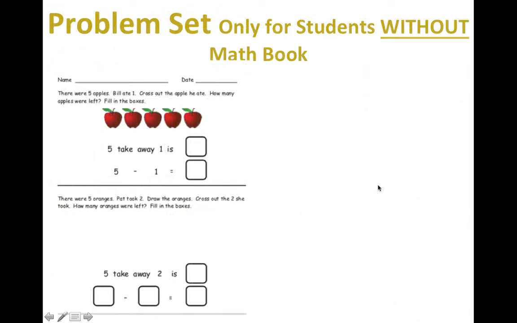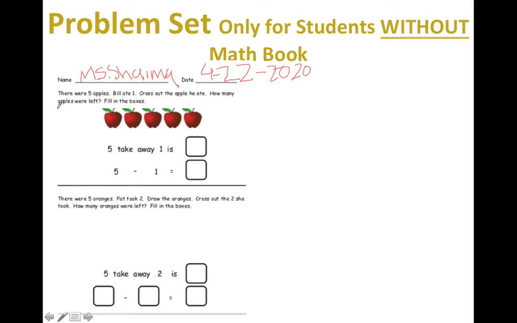So this problem is for the students who do not have the math book. So again, you put the date. I'm going to try to put the right date today. It's 22. And I'm going to put my name on it.